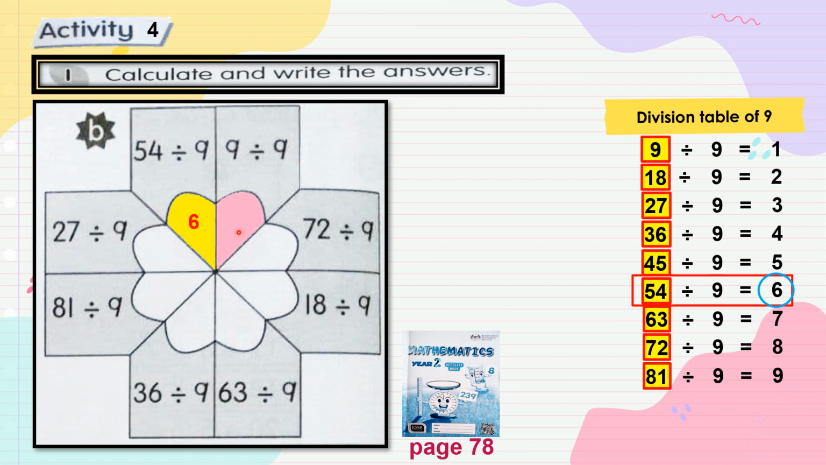Next, let's look at the next question. 9 divided by 9 is equal to. Let's refer to your division table. 9 divided by 9 is equal to 1. So the answer is 1. For the other questions, try to do it yourself.